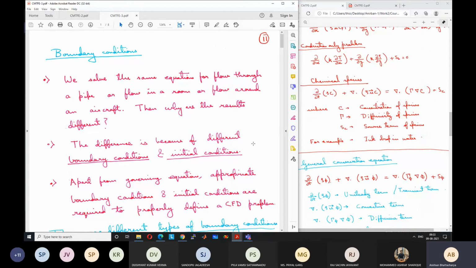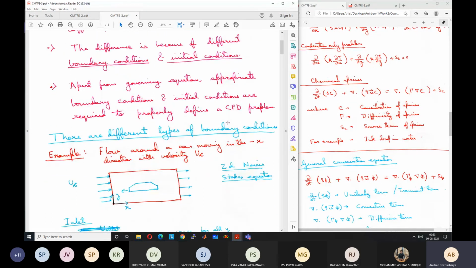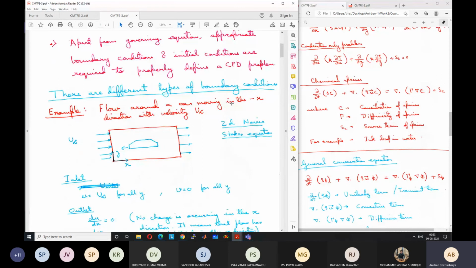So apart from governing equations, appropriate boundary conditions and initial conditions are required to properly define a CFD problem, as I was mentioning. Otherwise, governing equations may be similar for a varied group of problems, but it is the boundary condition and initial condition and the geometry which makes the problem unique. So there are different types of boundary conditions. Let us take a look at a few examples. During the course, you may be able to understand or come up with many different boundary conditions depending on the situation. We will not cover all of them now. We will just see a few examples to give you a feel of how the boundary conditions look.